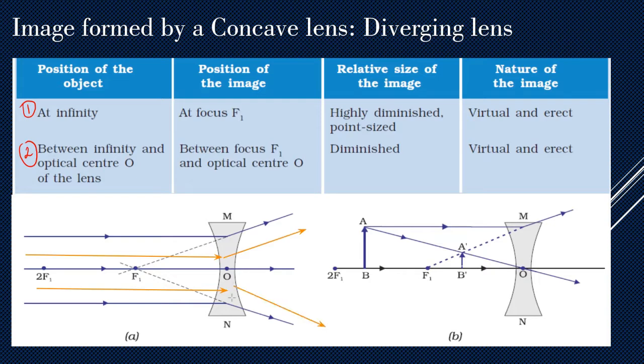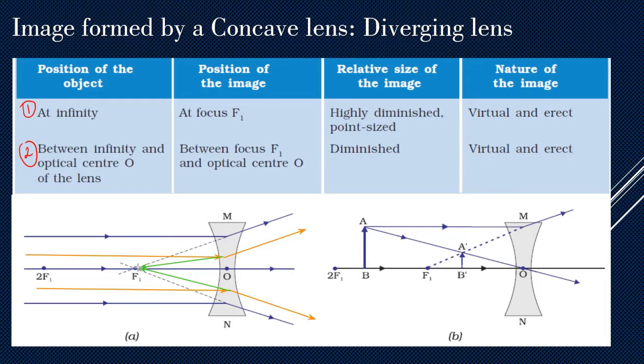So as the light rays are diverging, they appear to come from a point behind the lens, right? So when I just take these light rays behind, they are appearing to come from this point. That point is your focus, F1. So this is the way the first image is formed. A point-sized image is formed, and always in case of a concave lens we are going to get a virtual and erect image, as was the case in a convex mirror. In the same way your concave lens is going to behave, right?